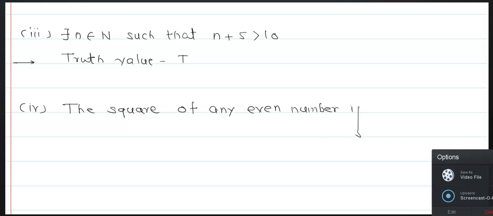Now the next is, there exists n belongs to capital N such that n plus 5 is greater than 10. Yes, if we take the value of n as 6, then its truth value is true.